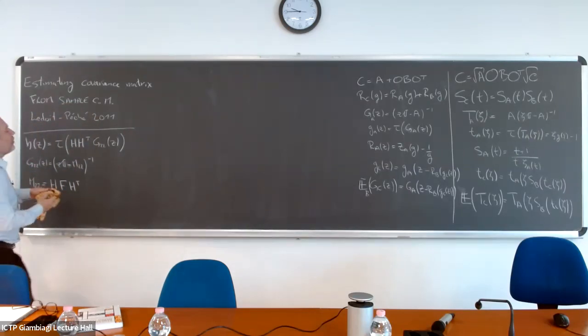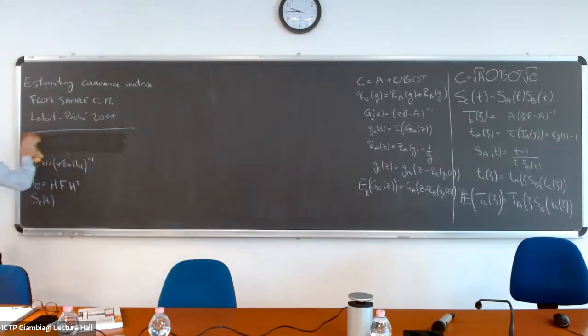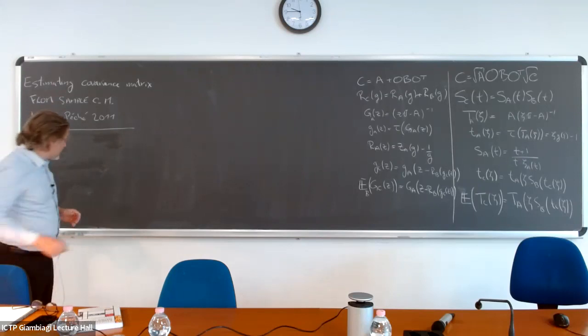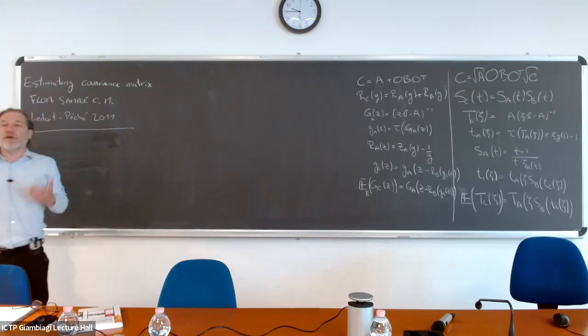But now my point was to go back to covariance matrices. So I talked about covariance matrices on Monday. Okay, so today the two sessions will be on covariance matrices. And really there's a direct problem and there's the inverse problem.